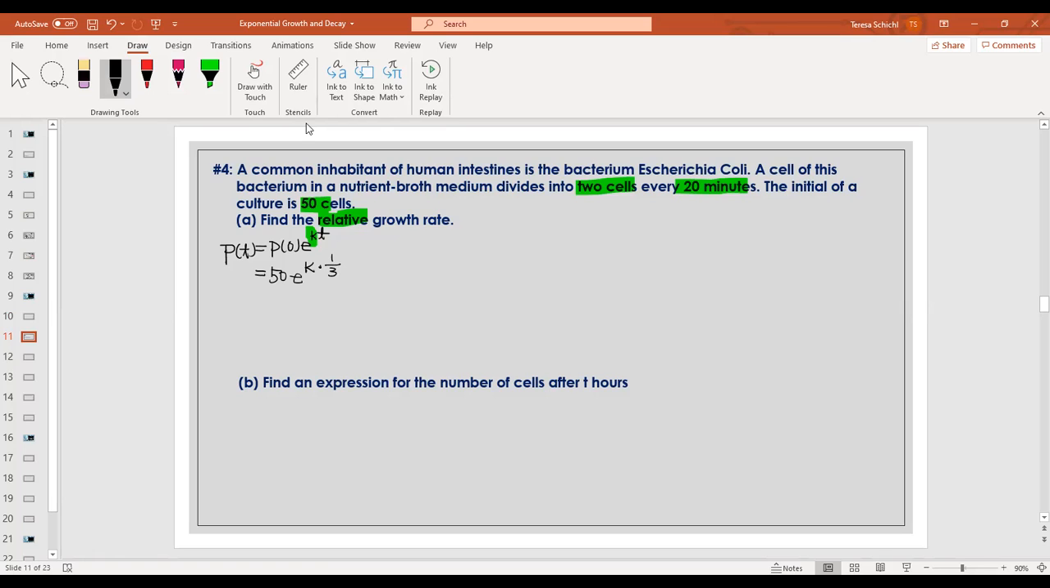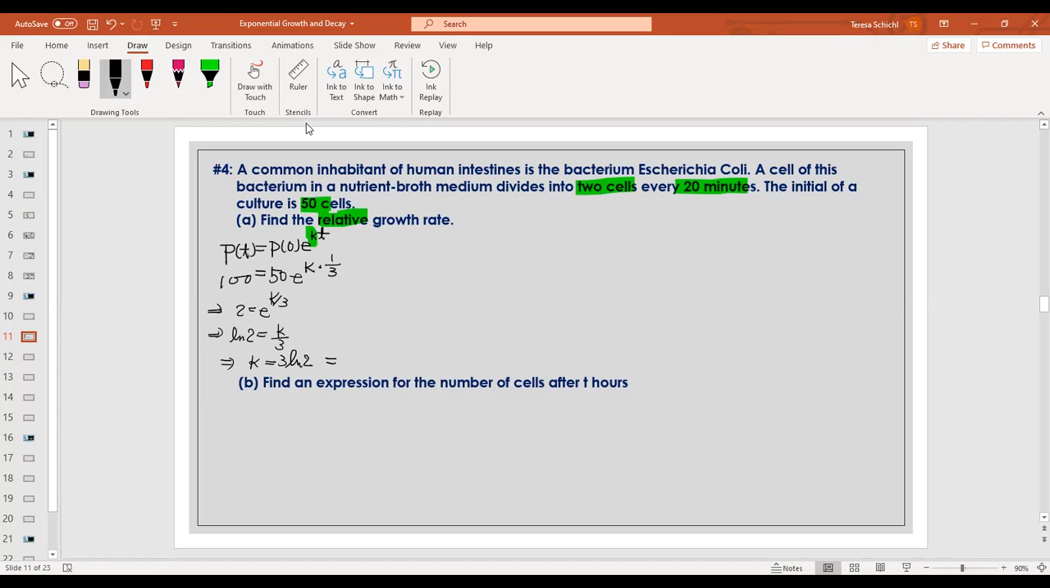And every 20 minutes it will double, so 50 is going to double to 100. If you solve it, you will find that 2 is equal to e^(k/3), right? Now I can solve for k. I will take the natural log of both sides, so it's natural log of 2 equals k over 3. Then k is equal to 3 times the natural log of 2.